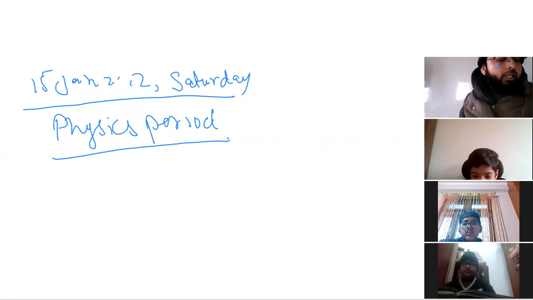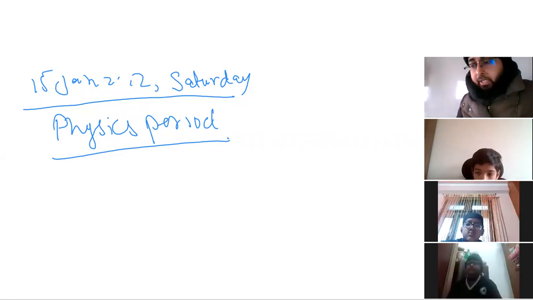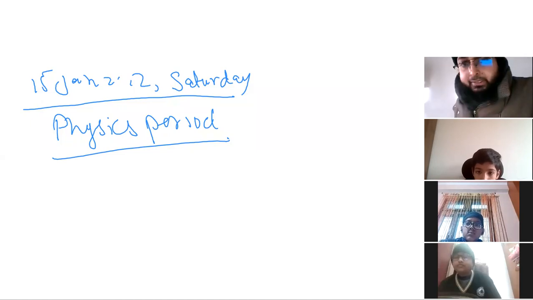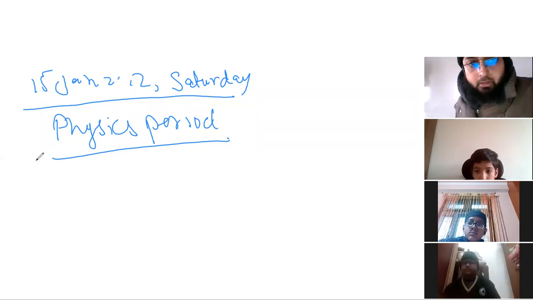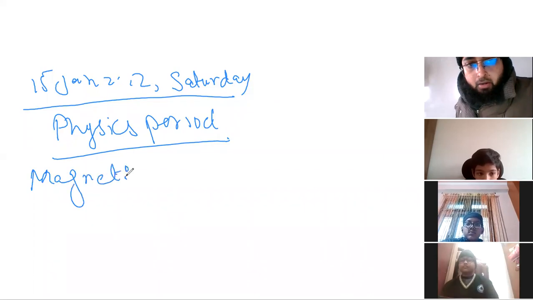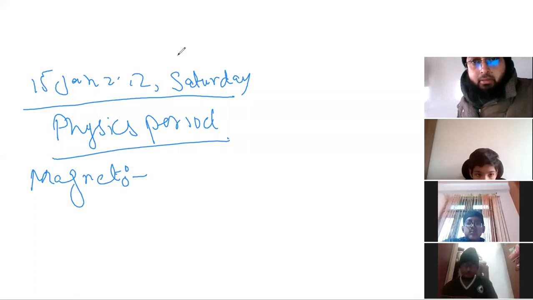Okay, so we are talking about magnetism. There are several types of magnetism I have discussed earlier also in the class. What are they? What are different types of magnets? Tell me.